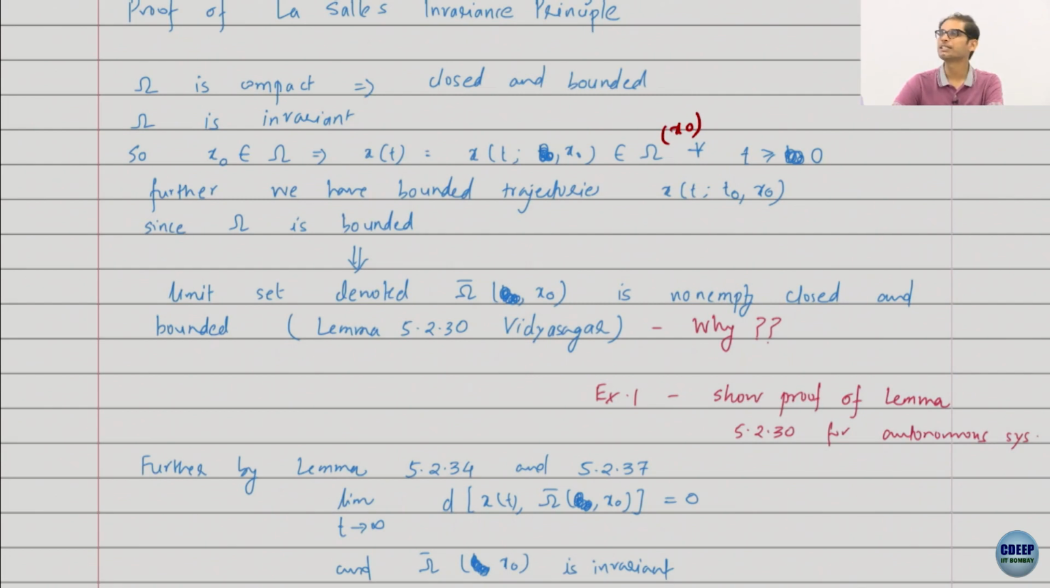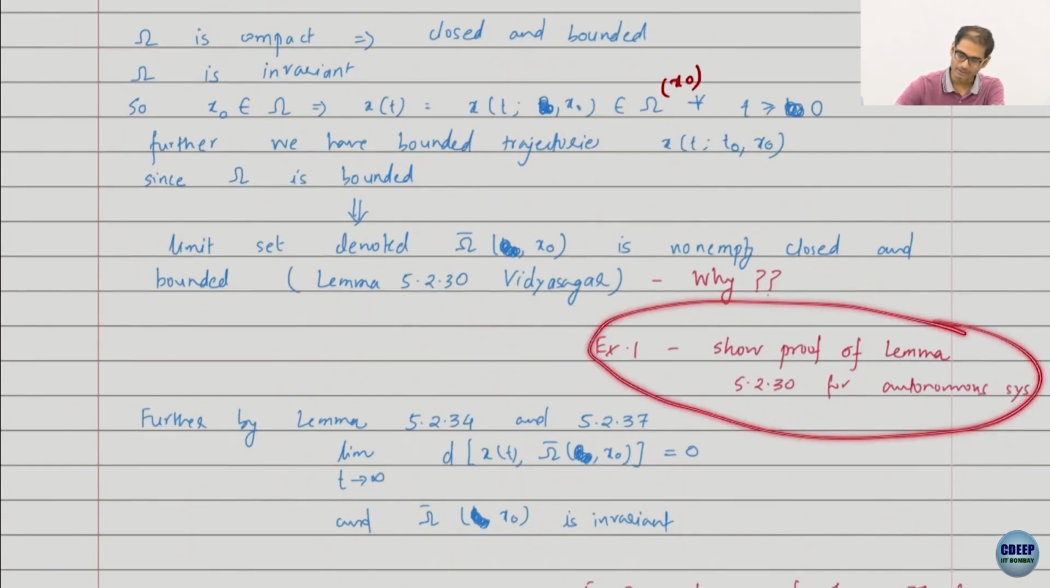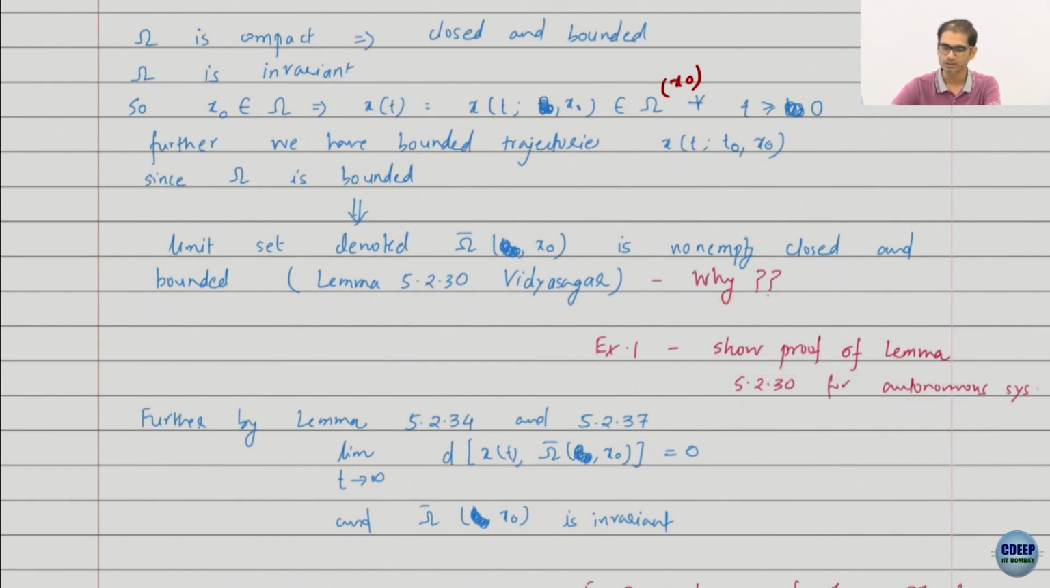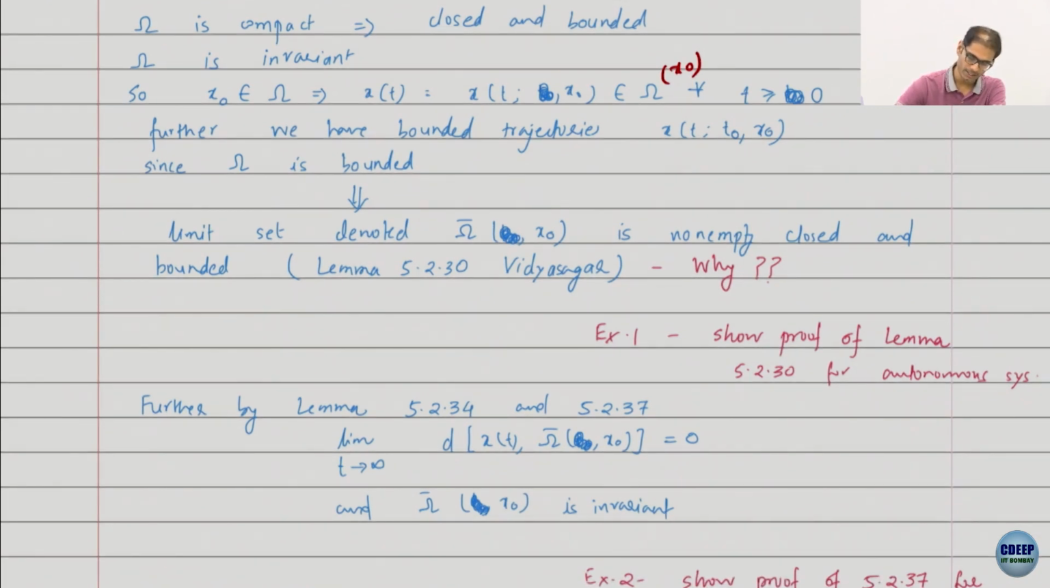Now by Vidyasagar's theorem 5230, this is non-empty, closed and bounded. This is an exercise: you just have to look at Vidyasagar's proof and copy it if you want, and hopefully you will understand it while copying. I have asked you to show the proof of that lemma 5230 for autonomous systems. Vidyasagar's proofs are all for periodic systems, so you have to convert it to an autonomous, time invariant system. It should be very easy, you just have to remove the time dependence. Vidyasagar's theorem says that if the trajectories that you started with are bounded, then the limit set is non-empty, closed and bounded. Great.